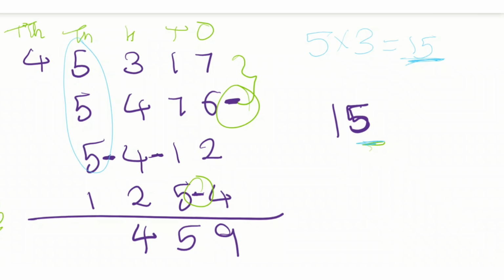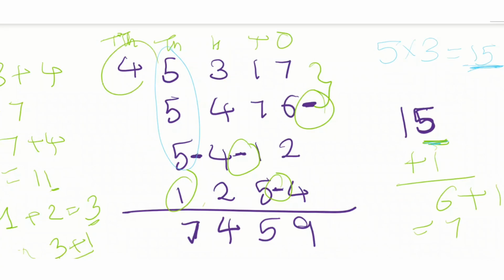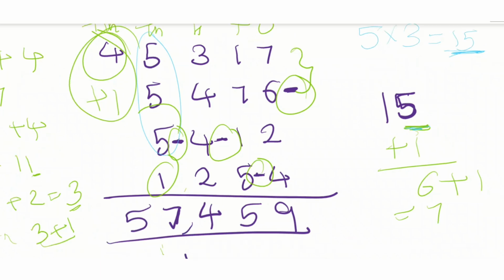Now, continuing with 15's ones place, that is 5, adding 1 to that, we have 6. And then accounting for the previous carry forward, which is plus 1, it gives us 7. Let's write down 7 here. For the last column, we have just 4 and the carry forward, which becomes plus 1. So 4 plus 1 gives us 5, and therefore the final answer that we achieve is 57,459. Now let's just check whether it was correct.